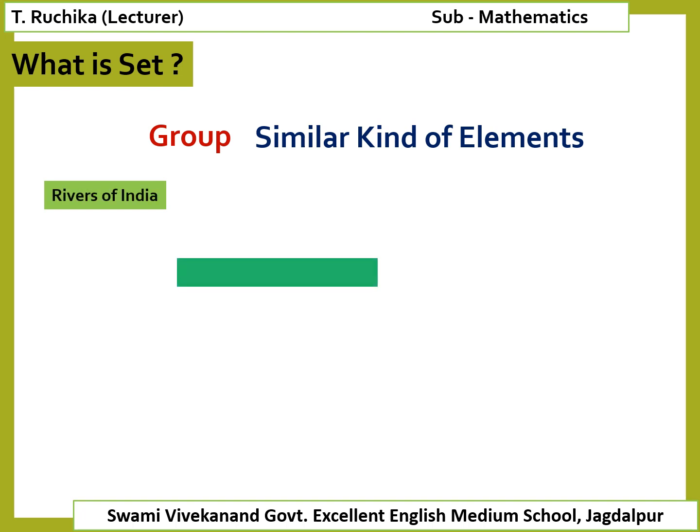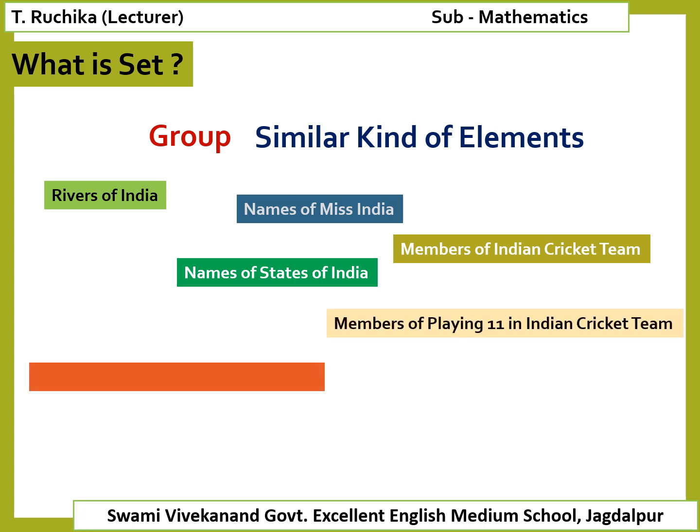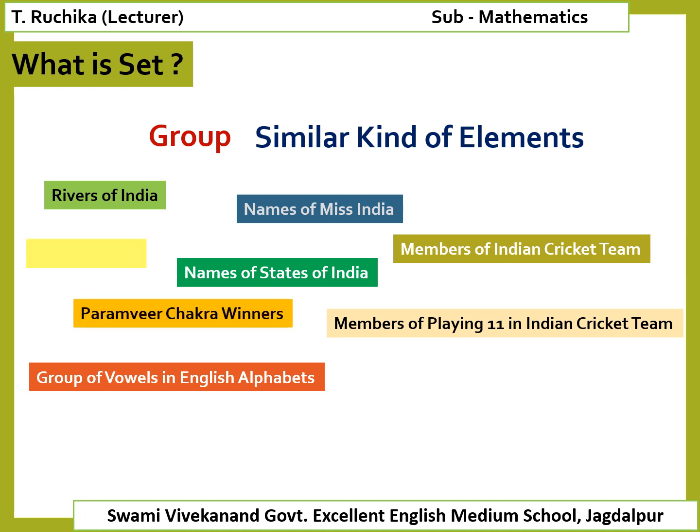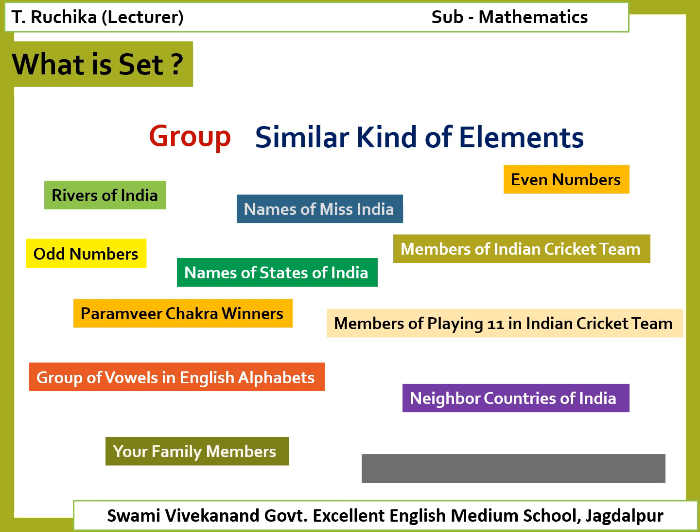Like we can say rivers of India, we can make sets of names of states of India, names of Miss India, members of Indian cricket team, members of playing 11 in Indian cricket team, groups of vowels in English alphabets, the Paramveer Chakra winners, odd numbers, set of even numbers, neighboring countries of India, your family members, or all the names of principals of your school.